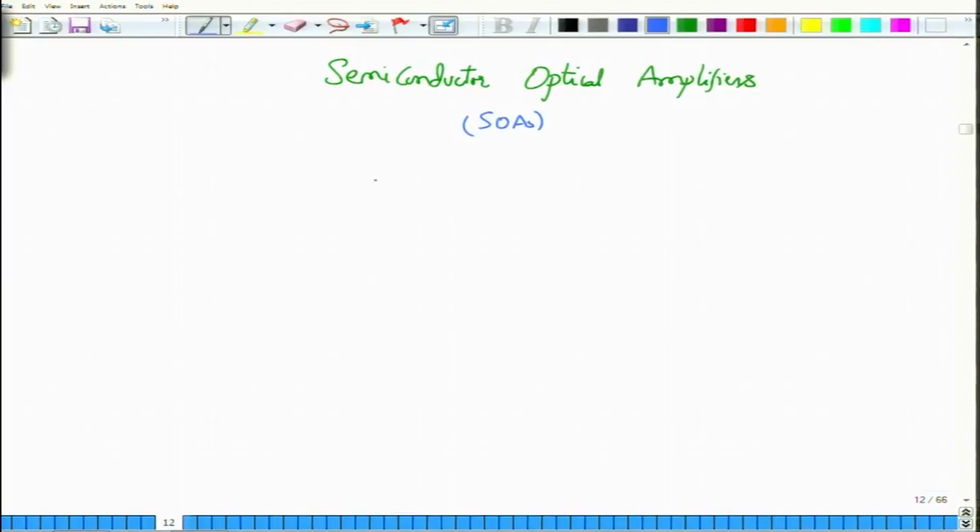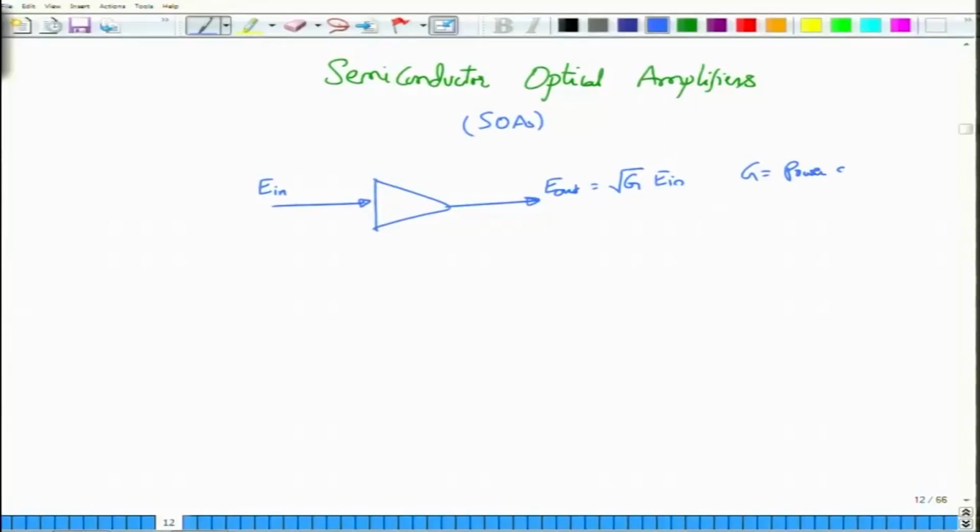Now, the function of any amplifier is very simple. You send in certain light which has an electric field E in, then the output would ideally be square root G times E in. I am using square root G because G, or gain, usually refers to the power quantity and not the electric field. So, for the electric field you simply take the square root of the power gain to obtain the field gain.